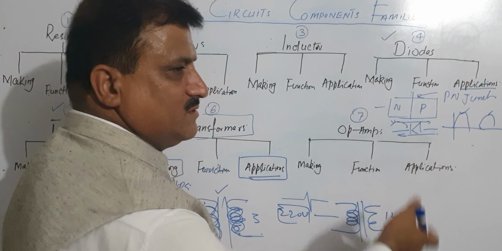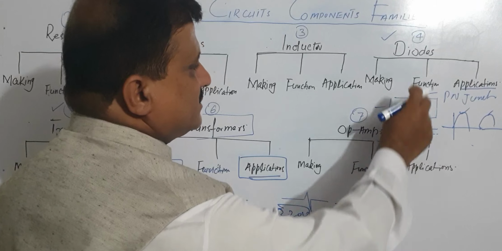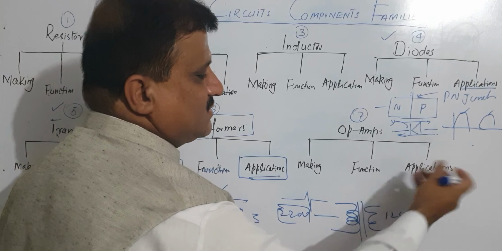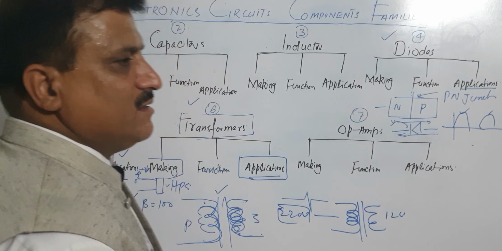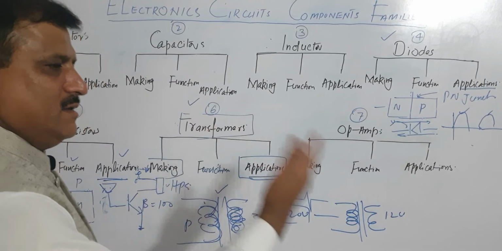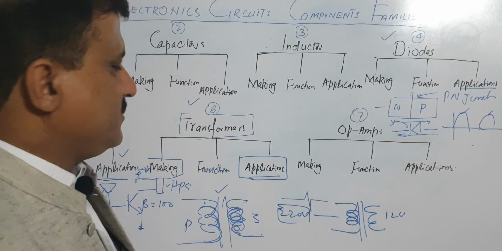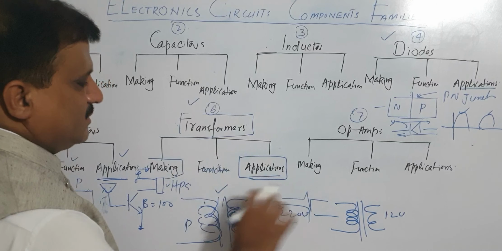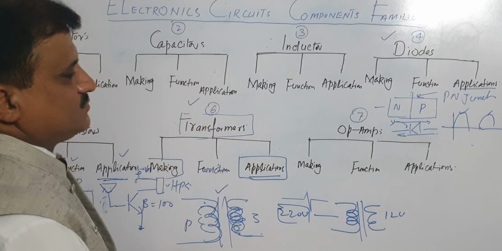All those voltages will be AC sources, and they are further connected to the diode, which converts the AC signal into a DC signal. Then voltage regulators and filter circuits are used to make it smooth DC, and then it is given to the electronic equipment. So in this whole process the transformer is used.